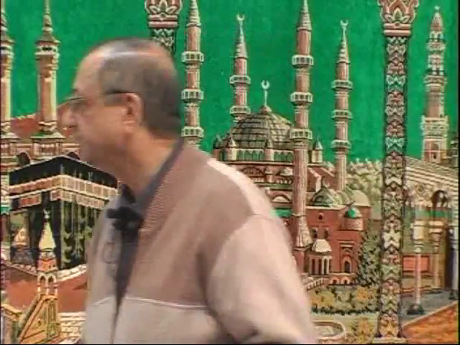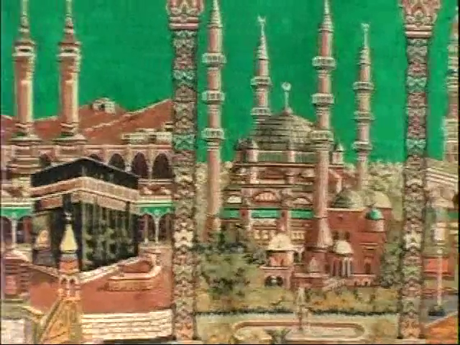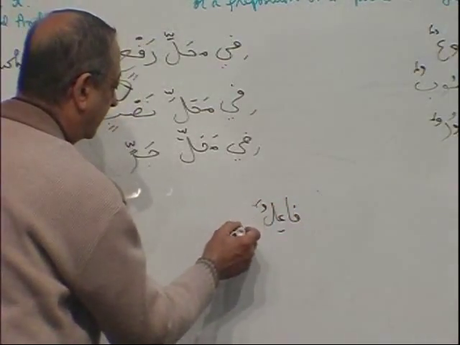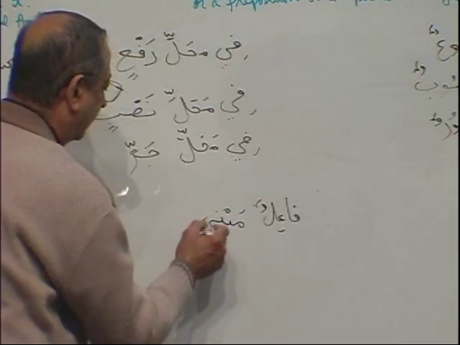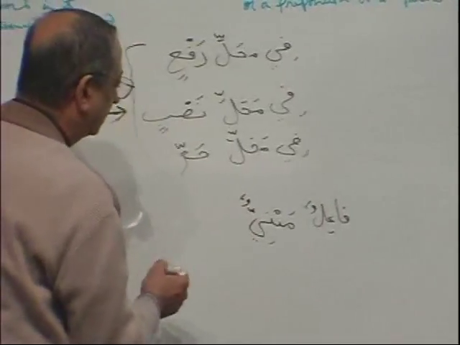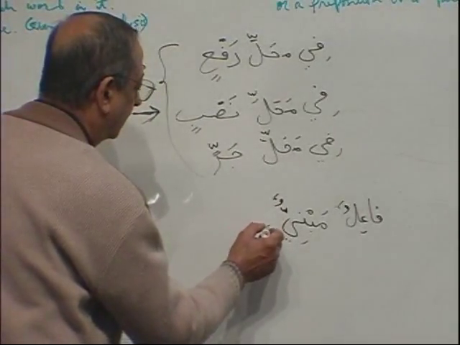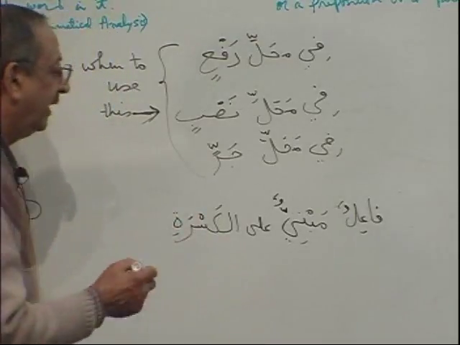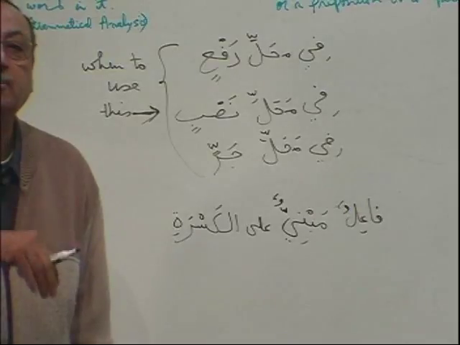So how do I describe, brothers and sisters, how do I describe ha'ulai? Okay, you will write down, if you want to write down in detail. Okay, see, ha'ulai is fa'ilun. So what will you say? Fa'ilun mabniyun ala kasrati. Because every noun which is mabni will end in something.